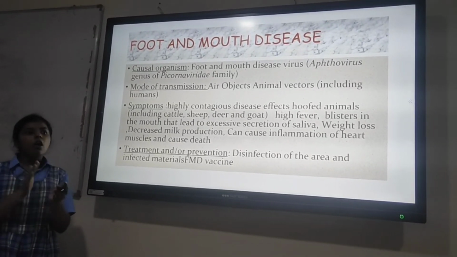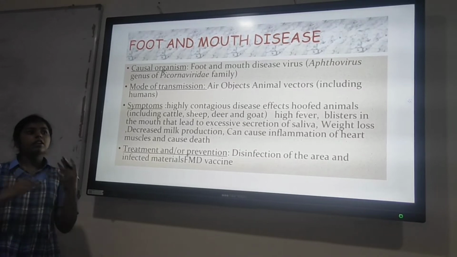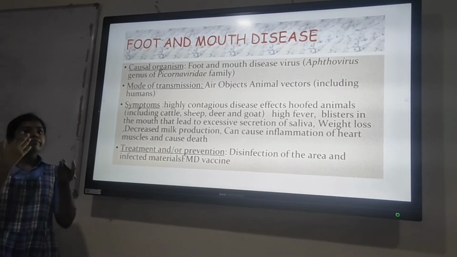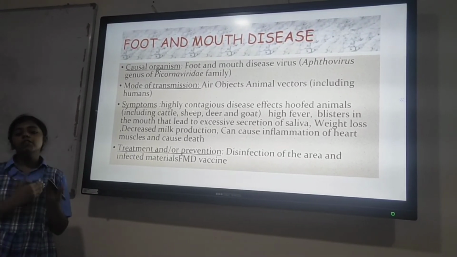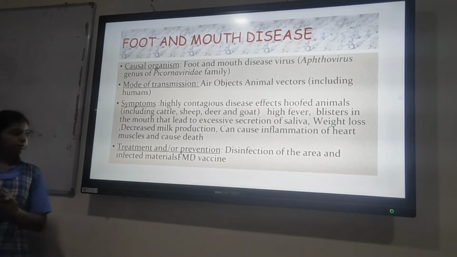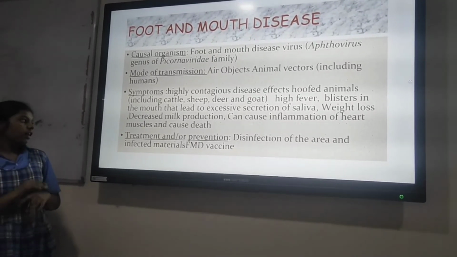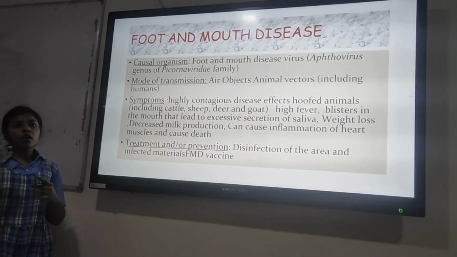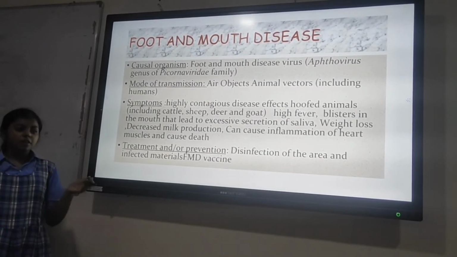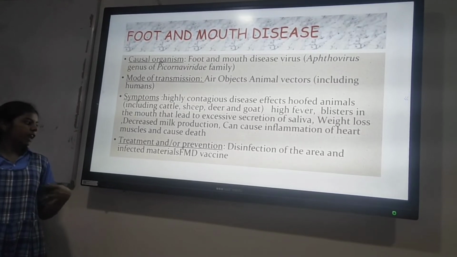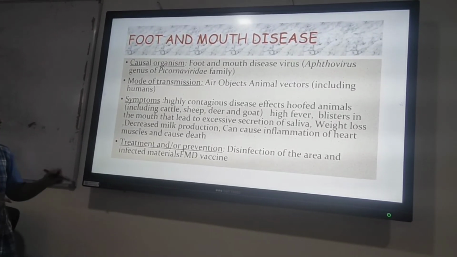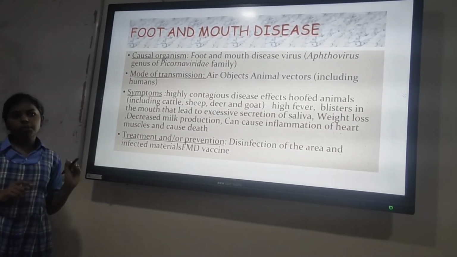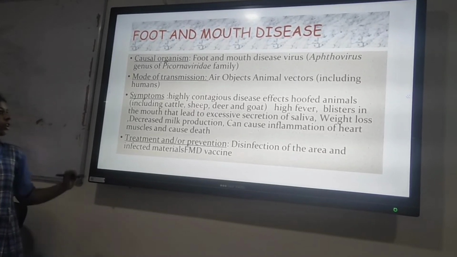There can also be symptoms like weight loss and a decrease in milk production from that animal. Also, it can be a little bit serious because this can cause inflammation of cardiac muscles, which can also cause death. And the treatment can be by using disinfectant on the infected area, and the best way is to prevent it by using the FMD vaccine. A lot of cattle herders actually prefer using the FMD vaccine on their cattle. Next.